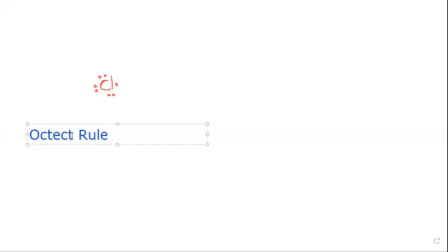So again, the octet rule states that every atom tends to have 8 electrons in the outermost energy level, in the last energy level. That's the octet rule. Of course, it has some exceptions.